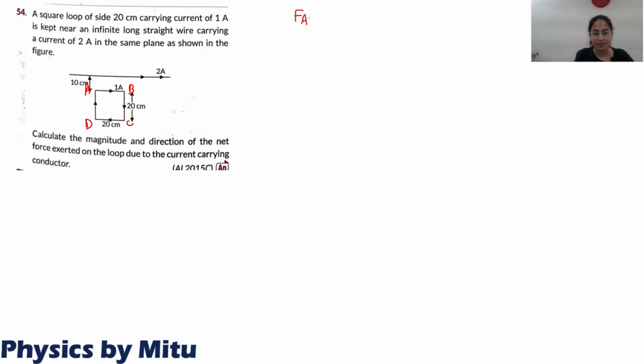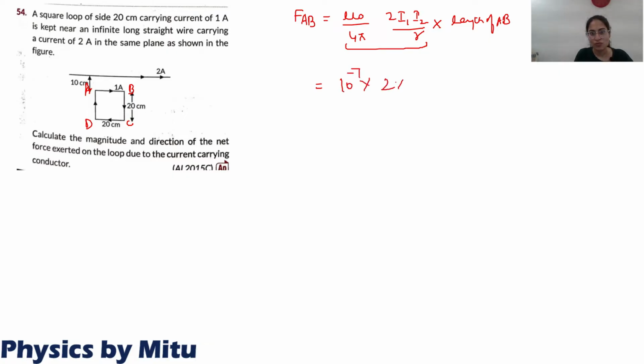Force on AB, mu naught upon 4 pi, 2 I1 I2 by R. This is the formula for force per unit length. तो आप इसको लेंथ से मल्टीप्लाई करोगे, length of AB. 10⁻⁷, 2, I1 is 1 ampere and I2 is 2 ampere. Distance between the two wires is 10 centimeter. You have to convert it into meter of course, and length of AB is 20 centimeter. But यहाँ सेंटीमीटर आप कट कर सकते हो, so there is no need to convert, and this will be 8 into 10⁻⁷ Newton.